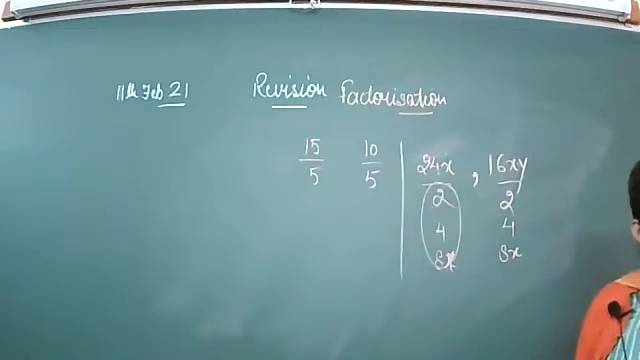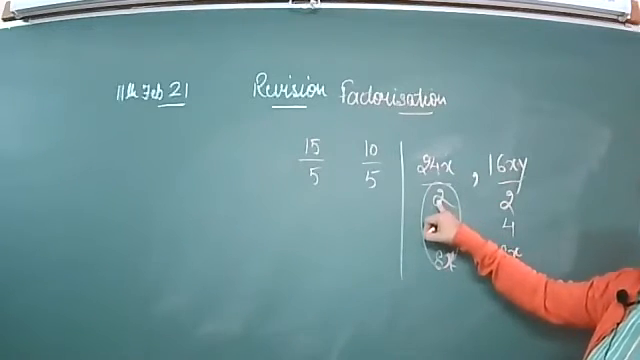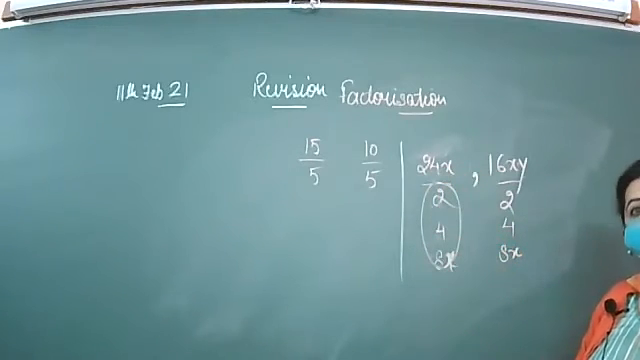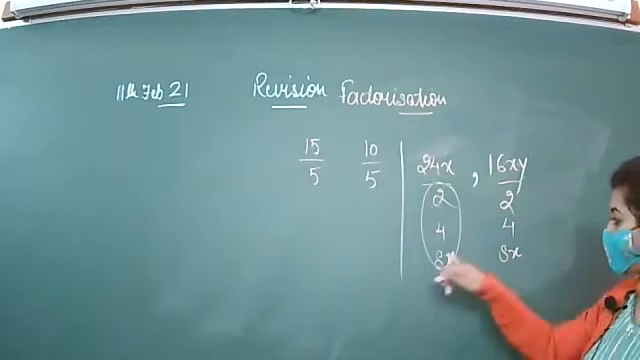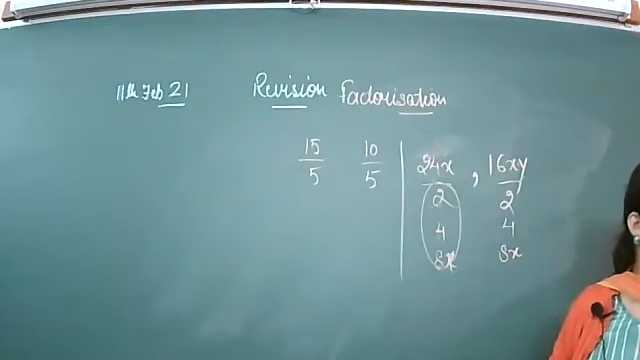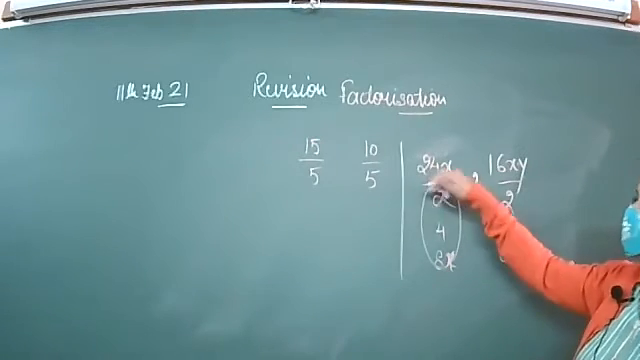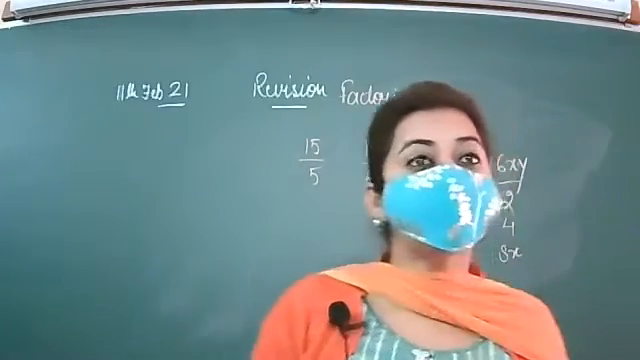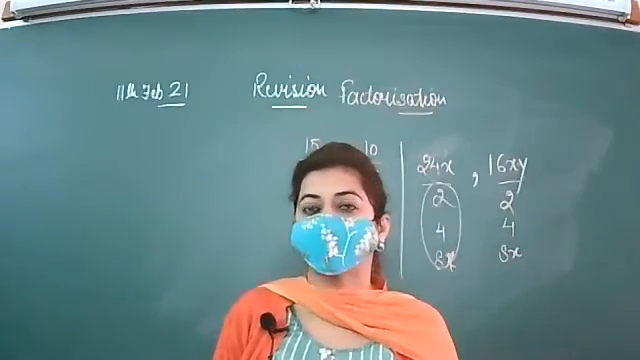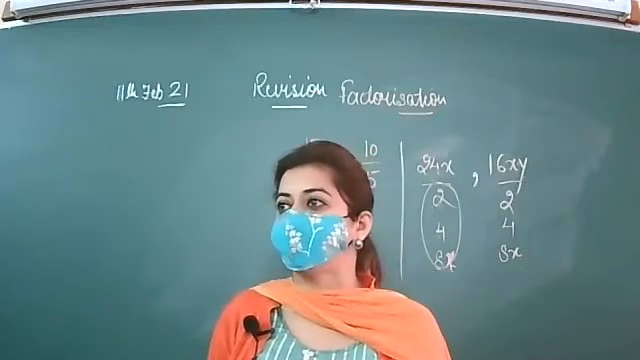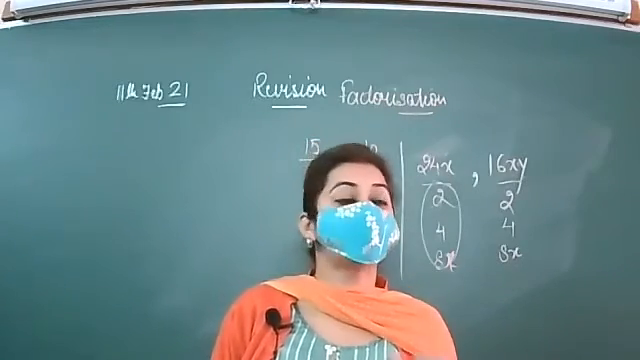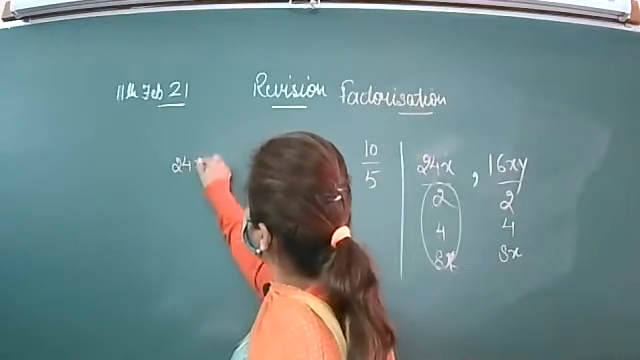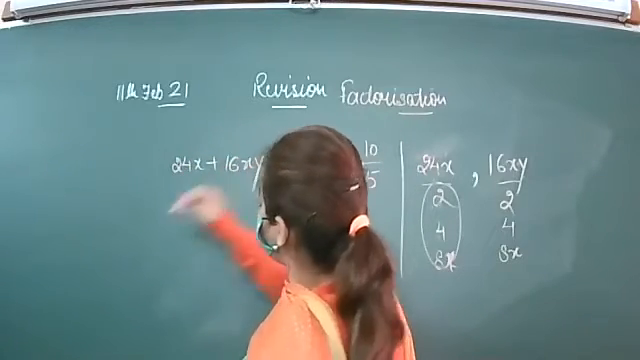In another way, you can say that 2 is a factor, 4 is a factor, X is a factor, 8 is a factor. But when you combine all these, 8x is the greatest common factor or highest common factor of these two terms. So whenever you take common from any two terms, you will always take the greatest common factor. Okay? You can take other factors also.